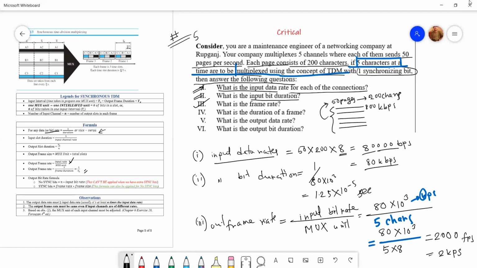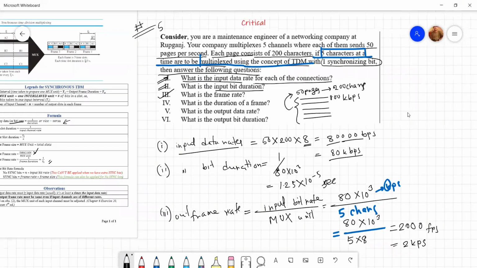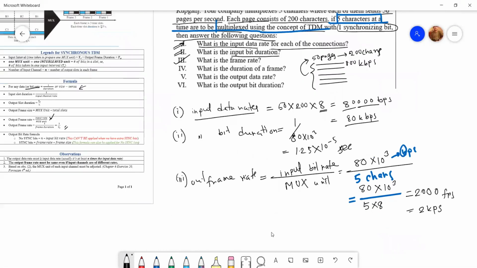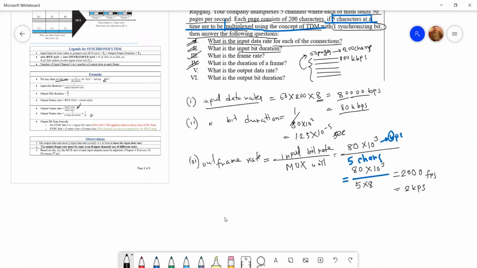I hope you can understand these things, because they have been very specific about the multiplexing unit. They're saying 5 characters at a time, so you have to use 5 characters at a time. Now question number 4 is also easy. They're asking what is my output frame duration?